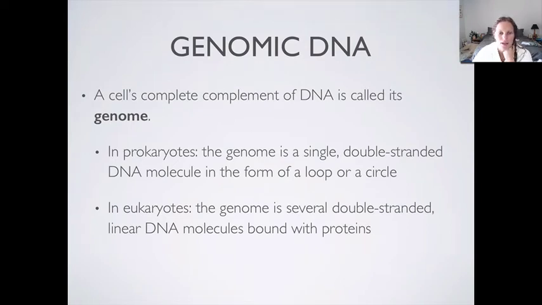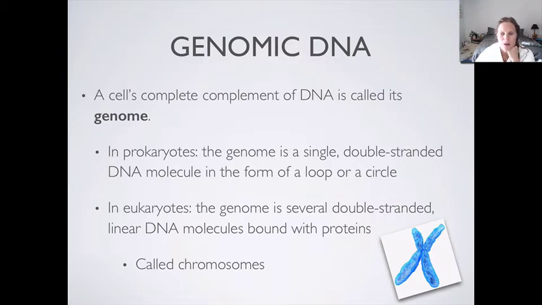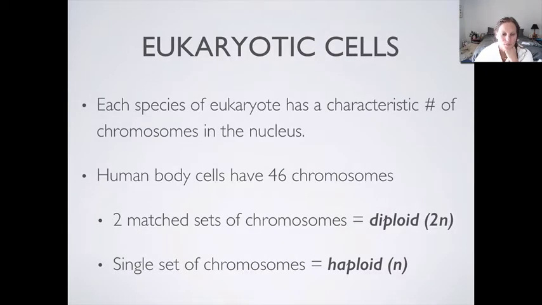In eukaryotic cells, however, the genome is basically several double-stranded linear DNA molecules that are bound up and wrapped up around proteins. In the eukaryotic cell, the individual DNA molecules are referred to as chromosomes. So that's kind of what a chromosome looks like down there in the bottom right-hand corner.